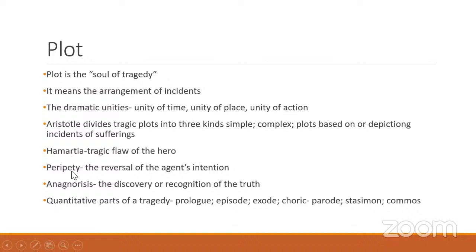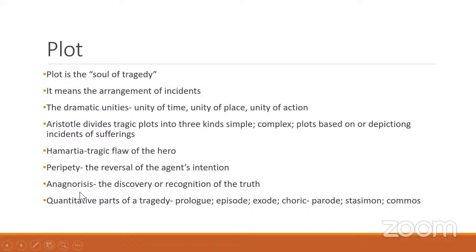Then we have peripety, or peripetia. It is the reversal of the agent's intention. The hero will do something, but it is understood as the opposite. The consequence of the hero's action will be the opposite of what he intended. So the hero does something, but the consequence will be the exact opposite. That is peripety or peripetia.